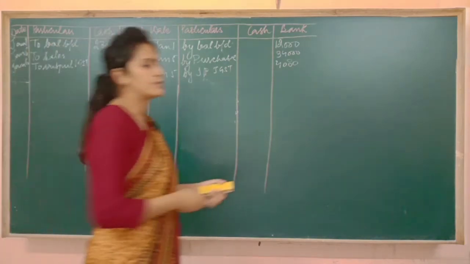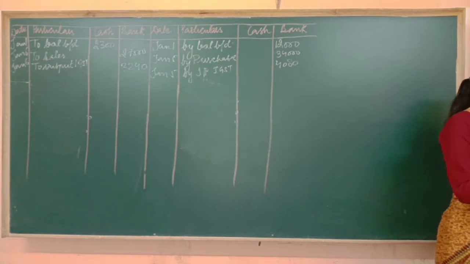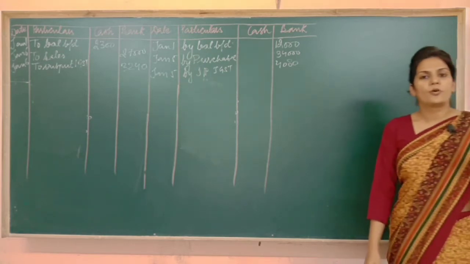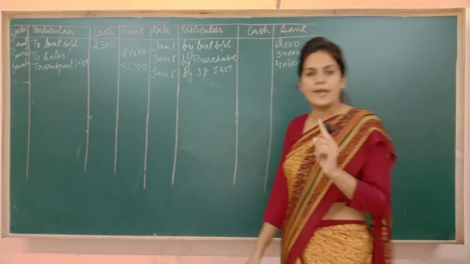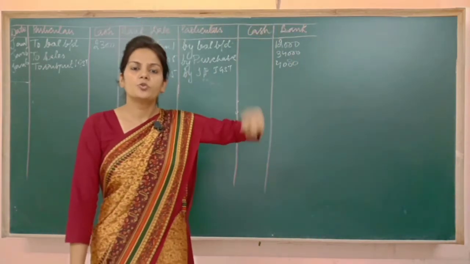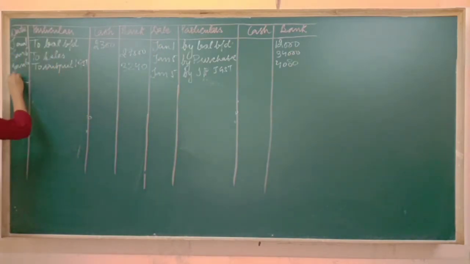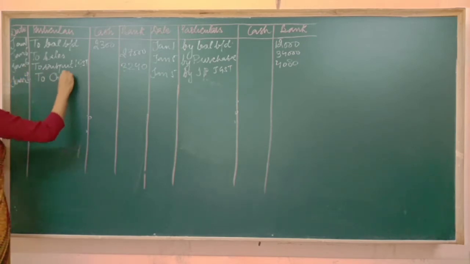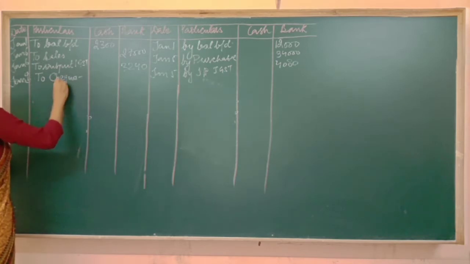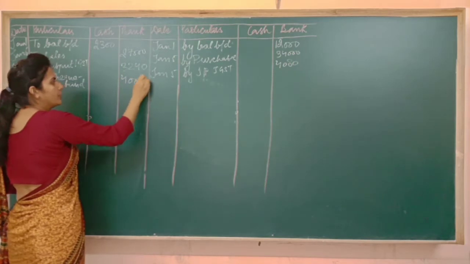Now read the next transaction. Next is on January 9, check received from S. Nair deposited into the bank. Now you have deposited the check which you have received from S. Nair. So what's going to be the entry? Bank becomes the receiver to checks in hand, which goes out. So January 9, to checks in hand, you have deposited into the bank. So bank will be debited.